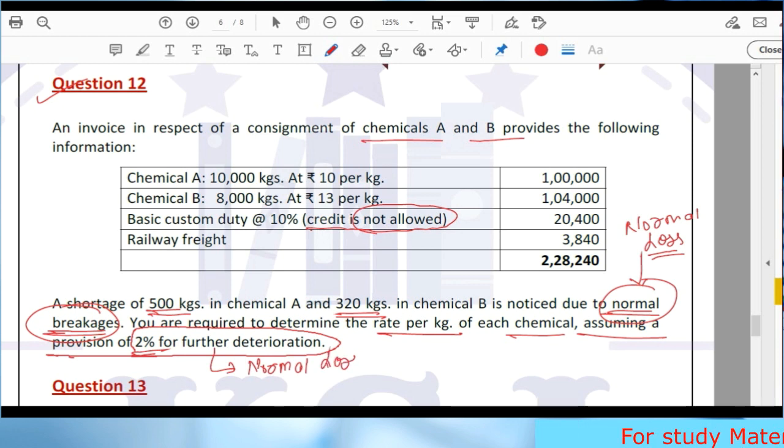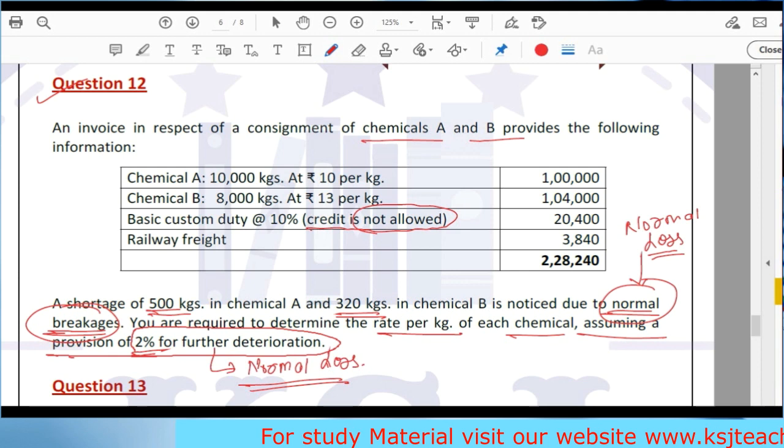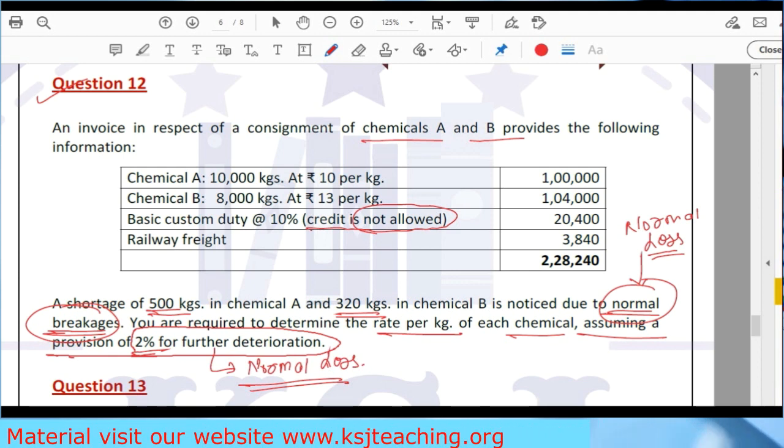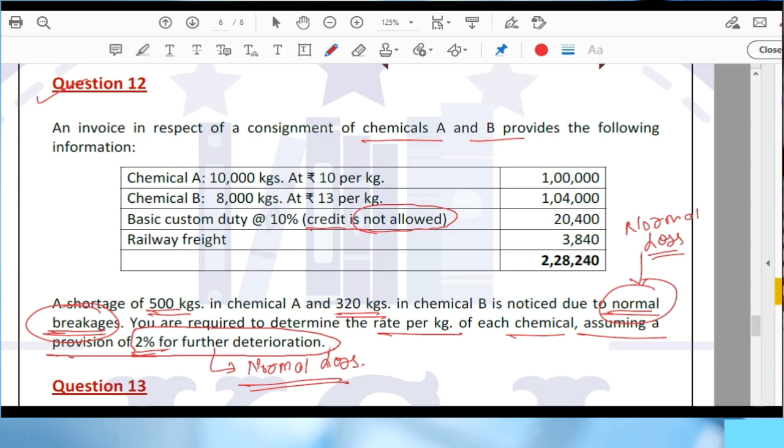Why are we making the provision, sir? Because we are expecting this loss to happen. If you are expecting this loss to happen, it is from past records. It is not because of any uncertain event. So if you are expecting this, that means it generally happens. It is a normal loss for you. Clear? So you are required to find the rate per kg.